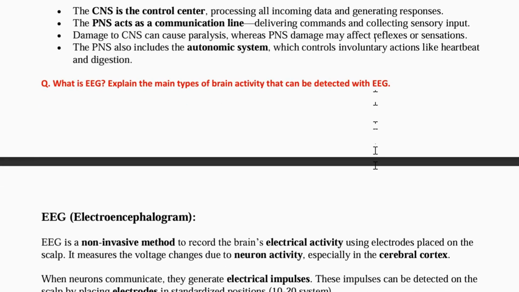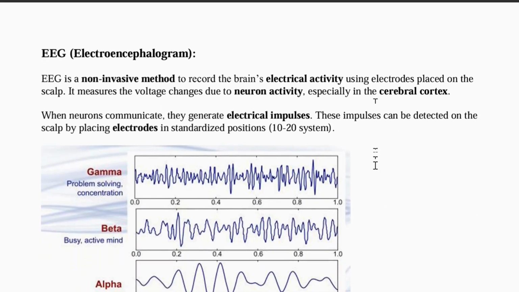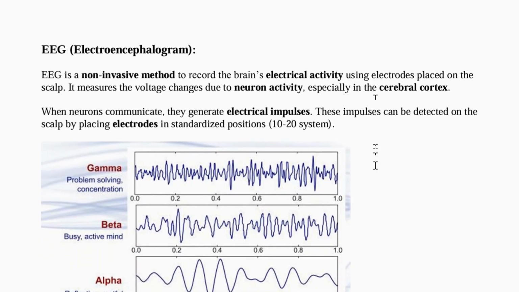Next question, what is EEG? Explain the main types of brain activity that can be detected with EEG. So EEG is a non-invasive method to record the brain's electrical activity using electrodes placed on the scalp. It measures the voltage changes due to neuron activity, especially in the cerebral cortex.